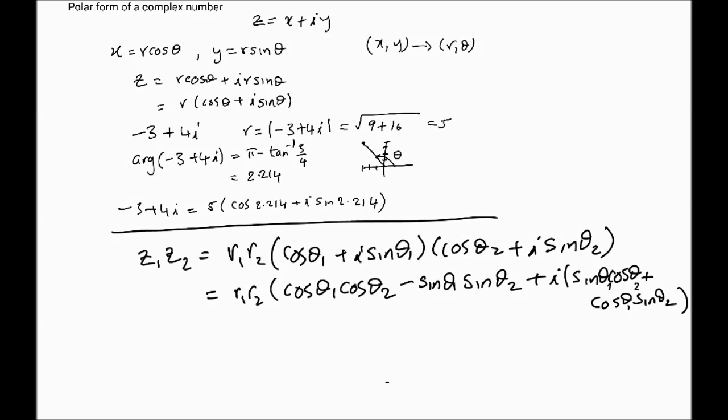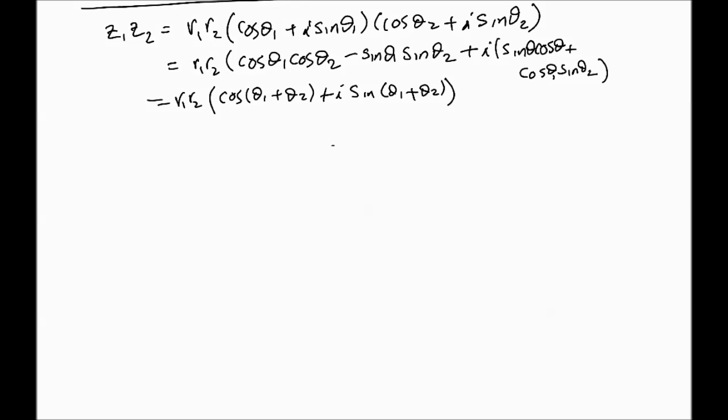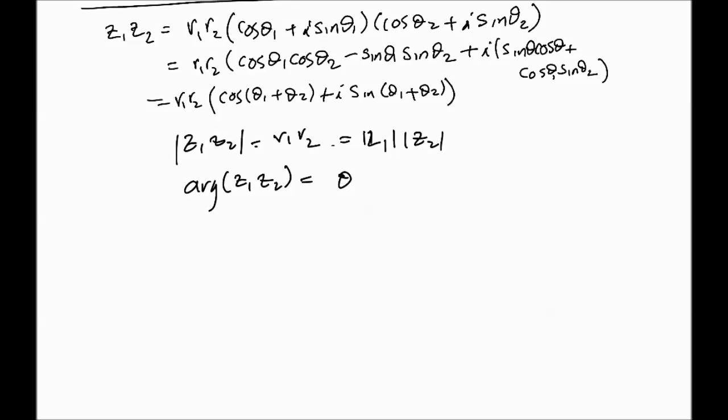So now, if you look at this, we should notice here the identities. This becomes cosine of theta 1 plus theta 2, and the other one is i sine of theta 1 plus theta 2. So that's a very interesting little result. And of course, from this, we can get further results. For instance, we know that the size of z1 z2 from this is r1 r2, which means that we have basically mod z1 times mod z2. And in a similar way, the argument of the product z1 z2 is theta 1 plus theta 2, which is arg z1 plus arg z2. Alrighty, let's move on.